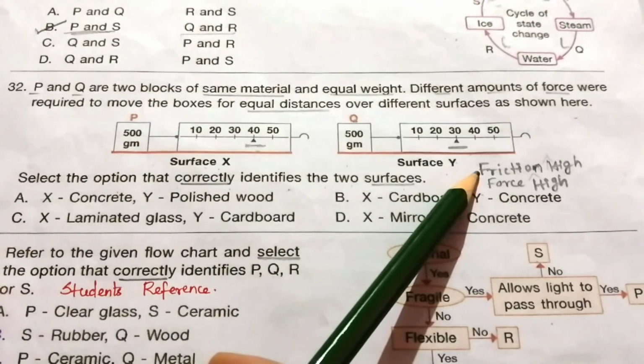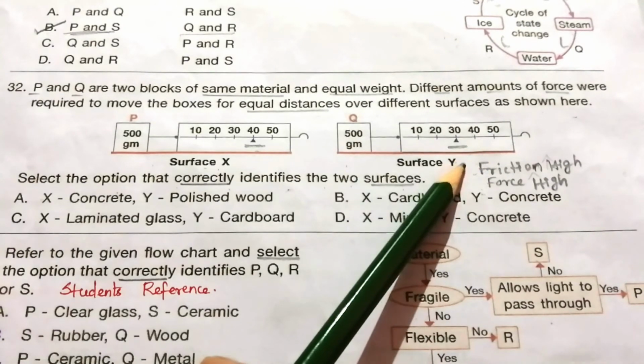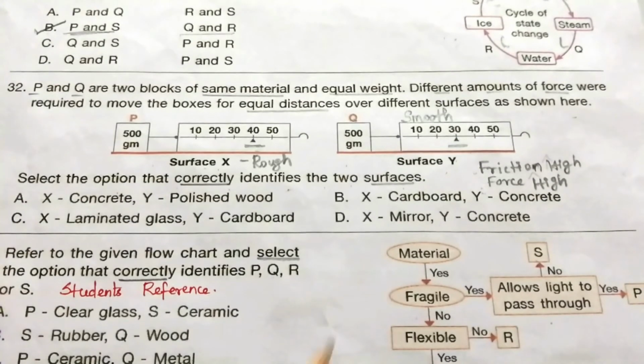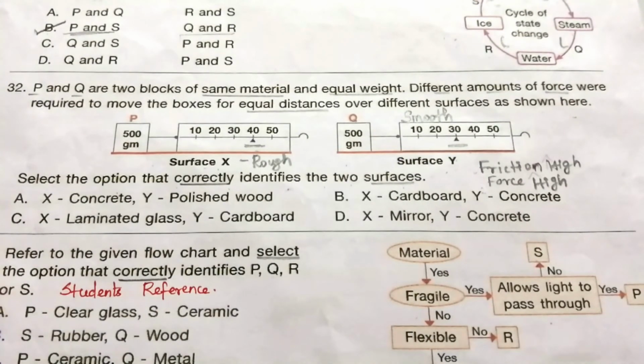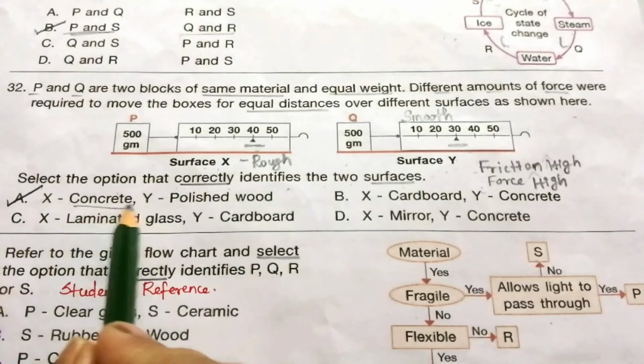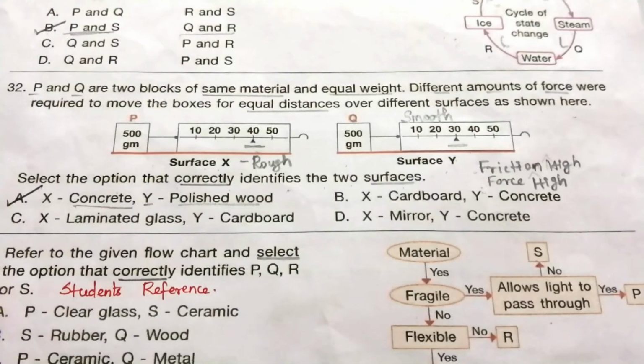And we know there is a direct relationship between friction and force. If friction is high, force is also high. If friction is low, force is also low. In which surface is friction high? Rough surface. So X is a rough surface, and in which surface is friction low? Smooth surface. So Y is a smooth surface. Now we have to find the answer from the given four options. So the answer is A. X concrete. Concrete is a rough surface. Y polished wood is a smooth surface.